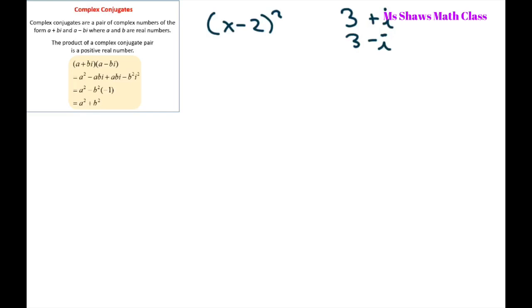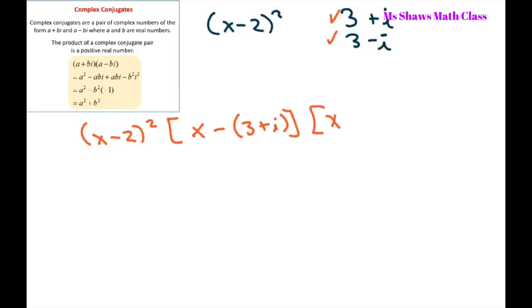Alright, so let's write this out. We had x minus 2 squared, and then you do the same thing with these two. We're going to write x minus (3 plus i) times x minus (3 minus i). Alright, now I'm going to use my associative property because I want to use this fact here, and I'll show you in a minute. Let's do that. That's x squared minus 4x plus 4.